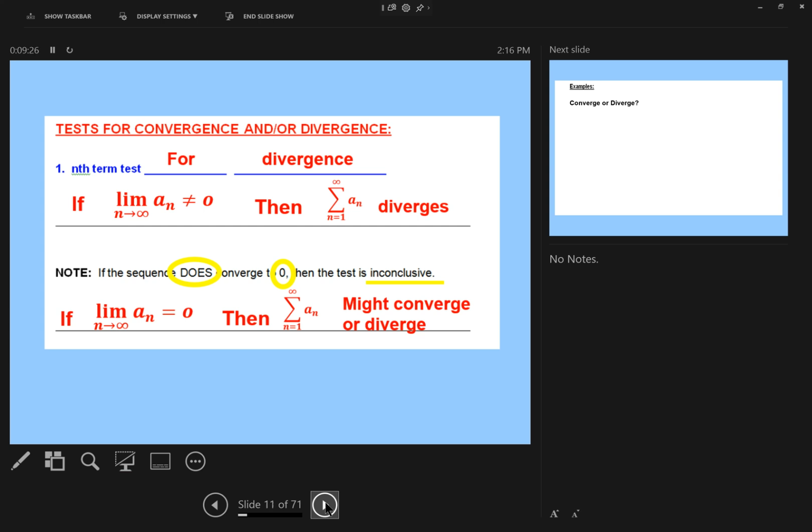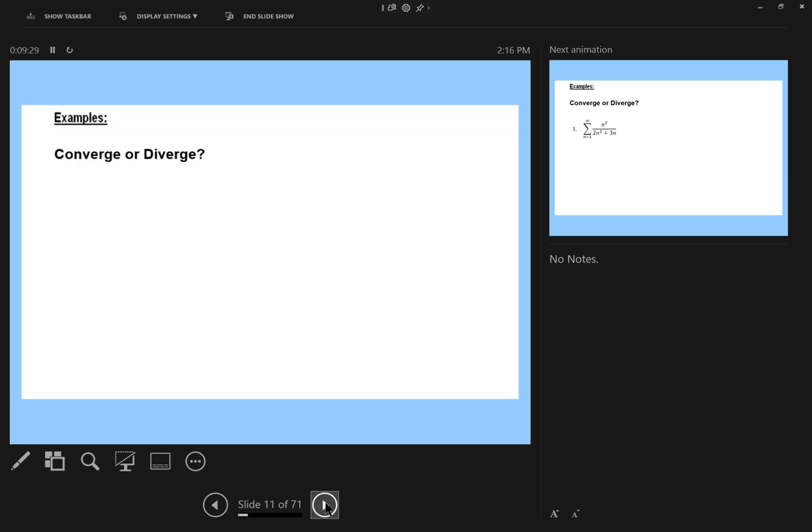So, converge or diverge. The first example you have there, n squared over 2n squared plus 3n. So what are we going to do? We're going to try the nth term test. We're going to take the what? The limit as n approaches infinity. Now, when you're just thinking out loud, I don't necessarily care that you actually write that out, but I want you to know that we're doing the limit, okay? I want you to know you're doing the limit, the nth term test.